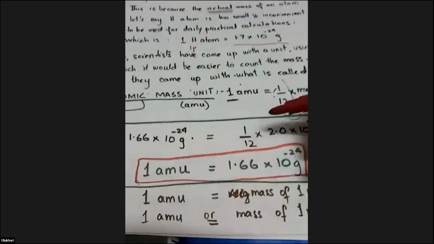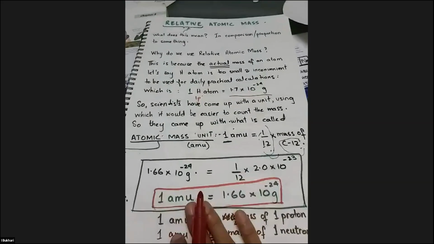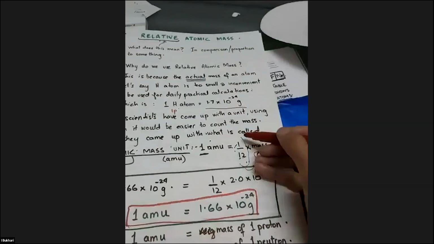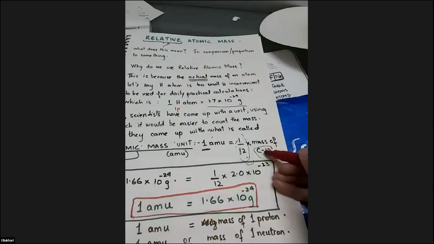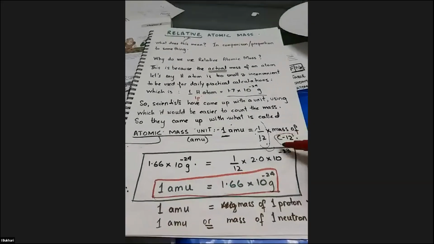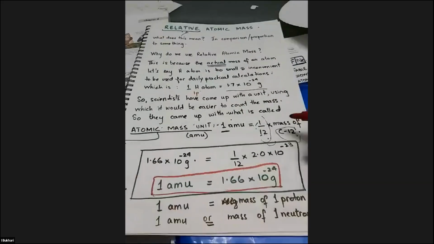Okay. So now how do we define one atomic mass unit? Now this can get a little complicated. So we define atomic mass unit as 1/12 of the mass of carbon-12. Now, what is carbon-12? That will be your next question, right? What is carbon-12?